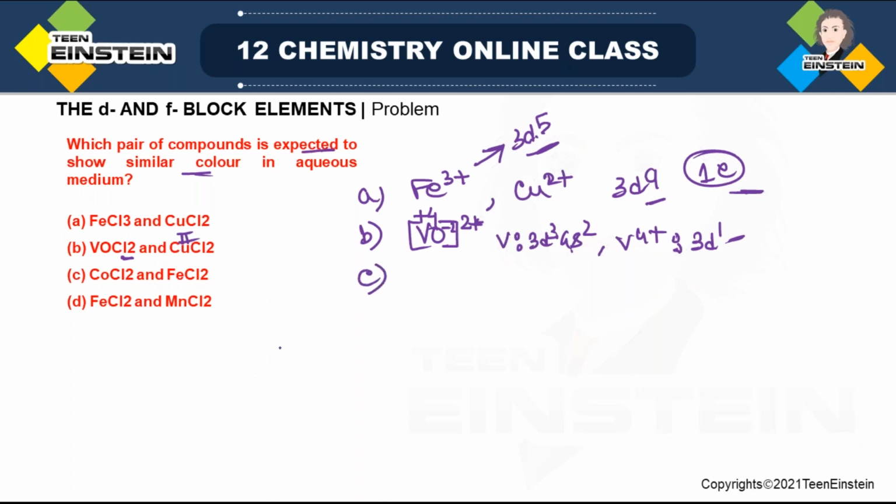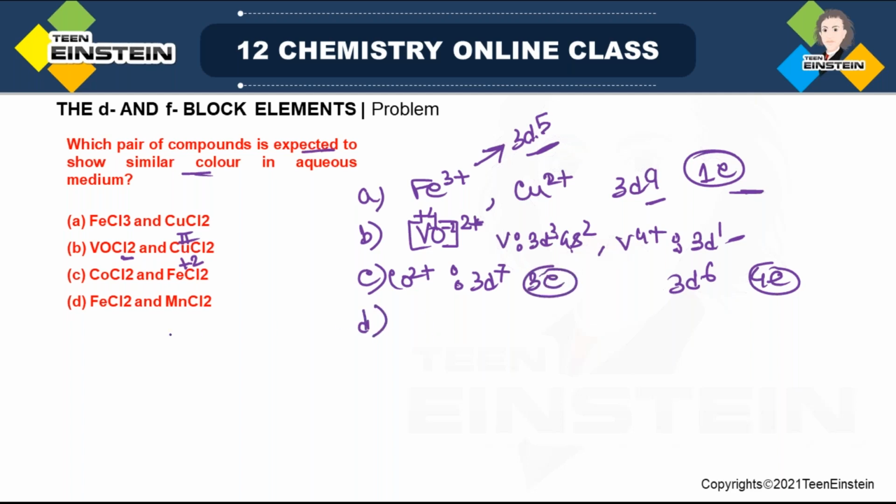Option C, cobalt is 2 plus. Now cobalt when it is neutral, 3d7 4s2. That means when it is 2 plus, 3d7. 3d7 means how many unpaired electrons will be there? 5 unpaired electrons, then 2 will be paired. That means 3 unpaired electrons will be there. And Fe2 plus, which is this one, it is 3d6. So in 3d6 you have 4 unpaired electrons, but here you will have 3 unpaired electrons. So this cannot be correct.